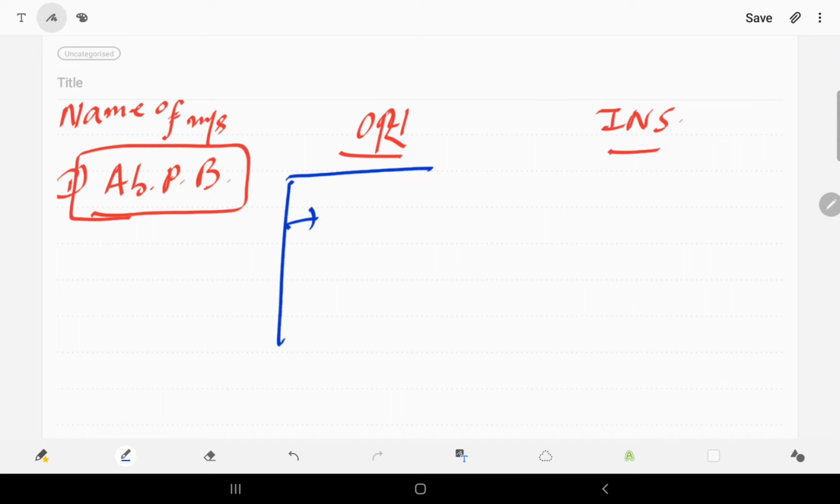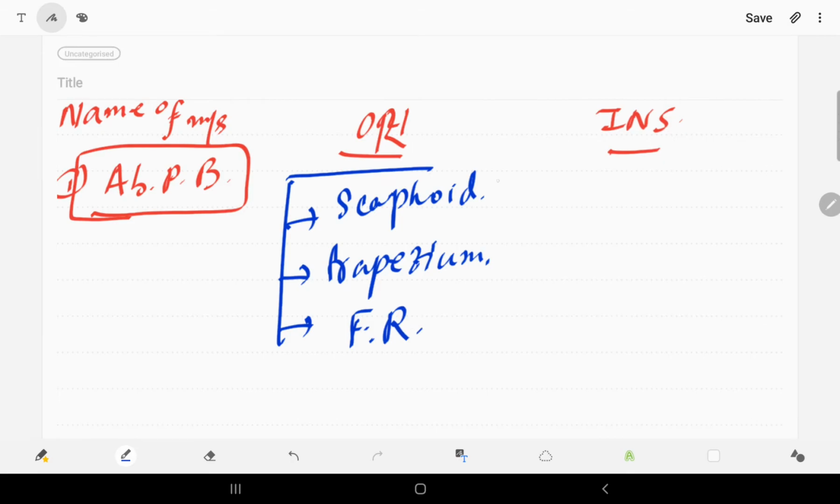This originates from the tubercle of scaphoid. I am writing only the scaphoid, not the whole sentence, the whole detail. Only the scaphoid bone, the tubercle of scaphoid bone, the crest of trapezium, and also the flexor retinaculum. From these structures, scaphoid bone, trapezium and flexor retinaculum, your abductor pollicis brevis is originating.